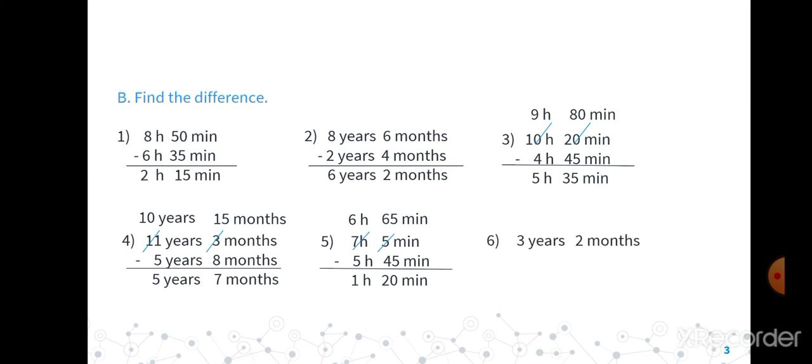Understood? Now next is 3 years 2 months minus 2 years 7 months. Again I cannot subtract this 7 from 2. What do I have to do? I have to borrow 1 year from here. So it is 2 years, and then this 2 will become 12 plus 2 becomes 14. 14 minus 7 gives me the final answer as 7 months, and 2 minus 2 is 0 years. That is, 7 months will be your final answer.